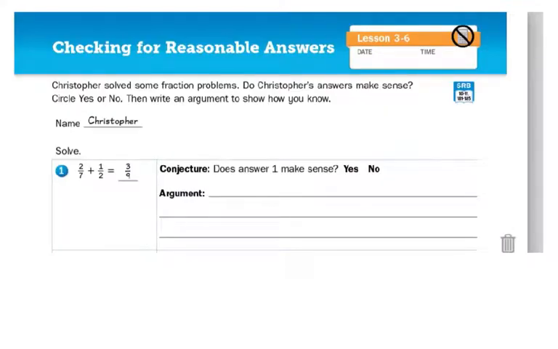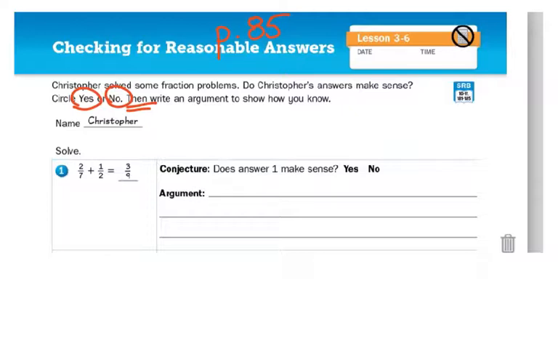Let's go ahead and move into our math journal. We're going to work on page 85. So remember, you are completing these math journal pages with me in your math journal. So if I were to come to your house and look at your math journal, I would see all of the lessons completed. Christopher solves some fraction problems. Do Christopher's answers make sense? Circle yes or no, and then there's a second step, write an argument to show how you know.